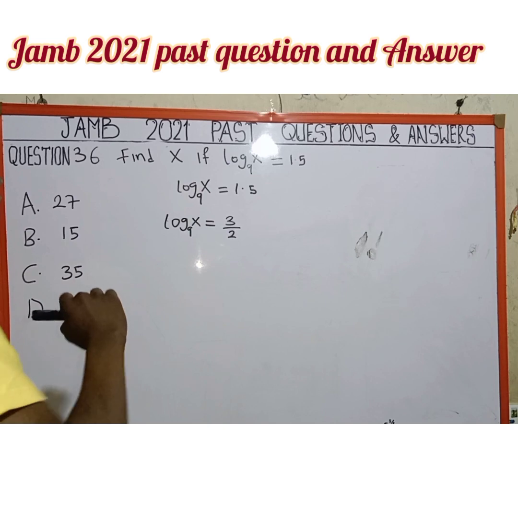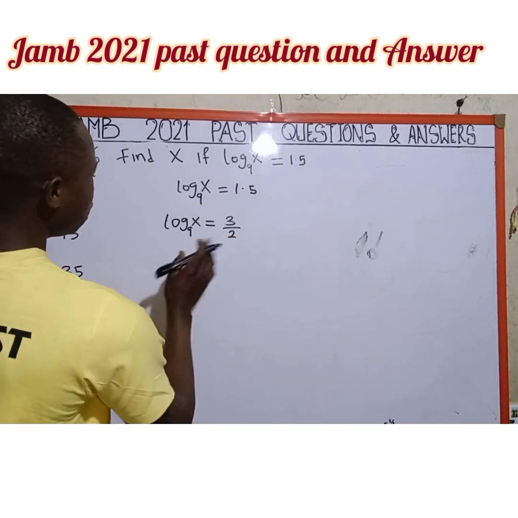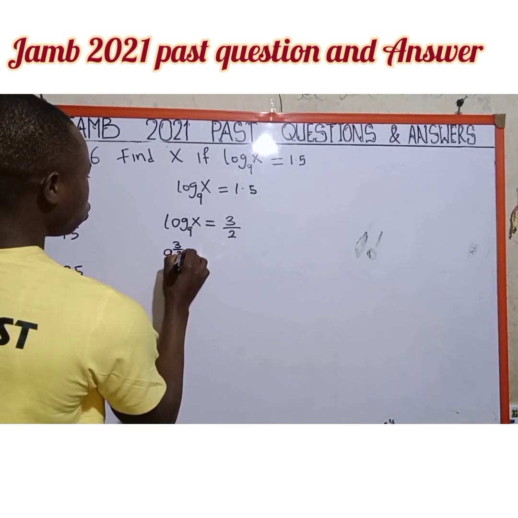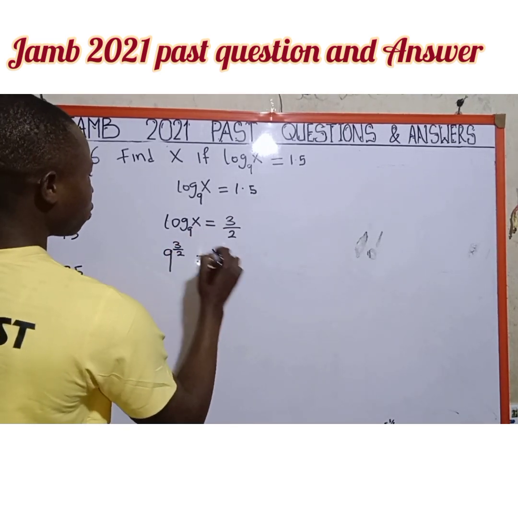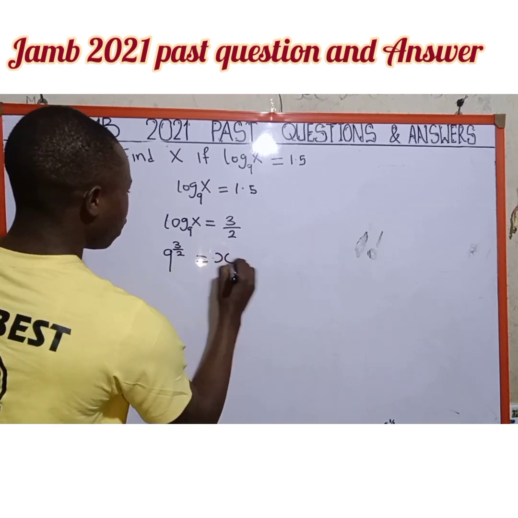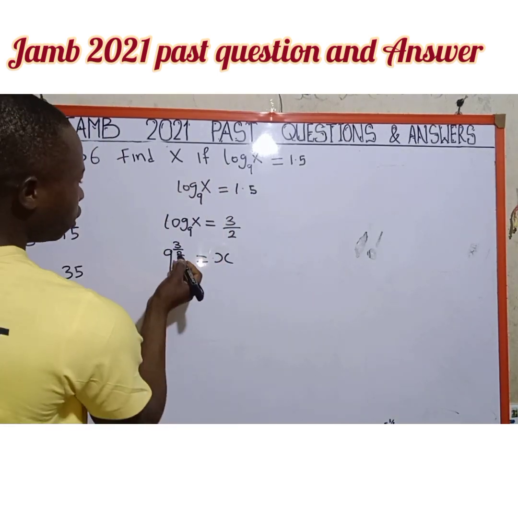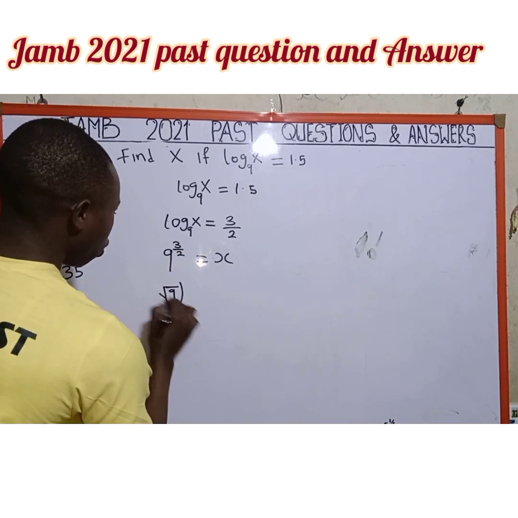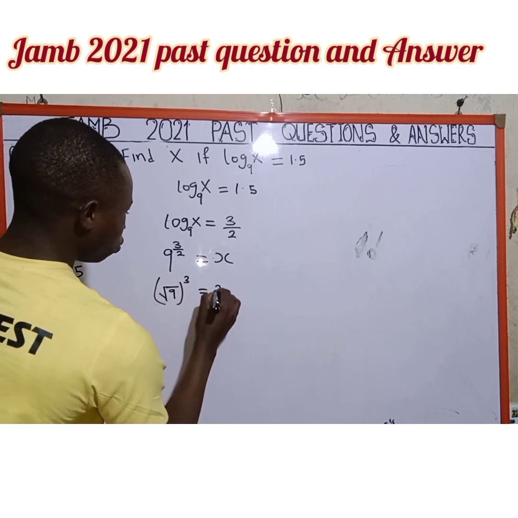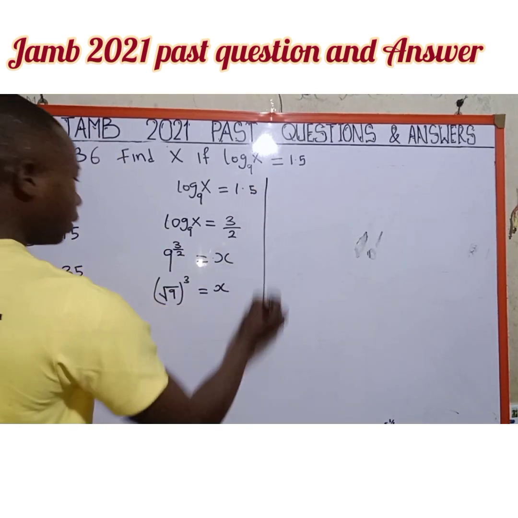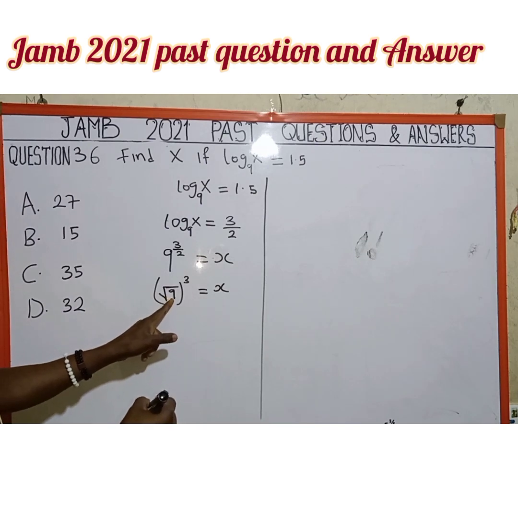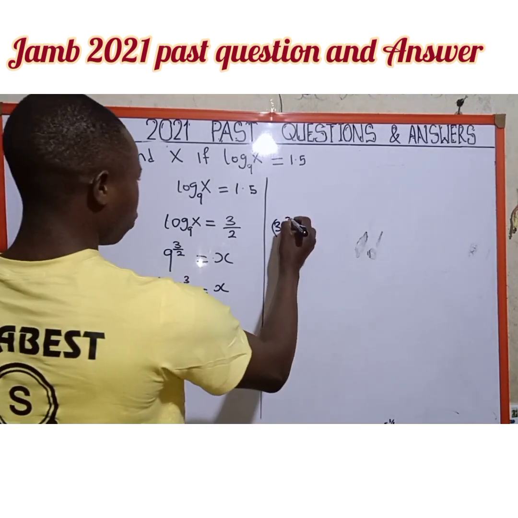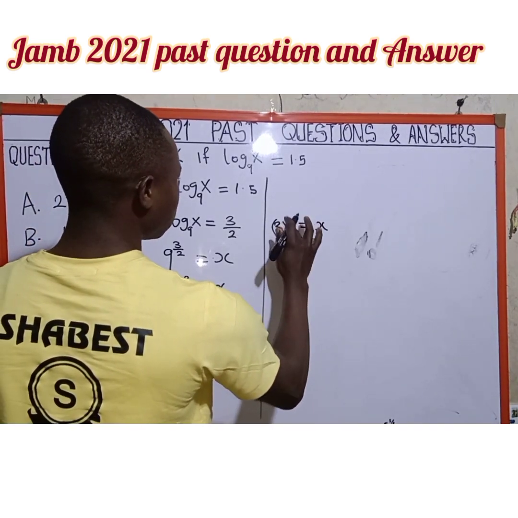But if you recall the law of logarithm, if you have something like this, it can also be written as 9 to the power of 3 over 2 is equal to s, according to the law of logarithm, since we are looking for the value of s. So since it is 3 over 2, we are going to have the square root of 9, all to the power of 3, is equal to s. So square root of 9 is going to give me 3. So I'll have a 3 in the bracket, then raised to the power of 3 is equal to s.